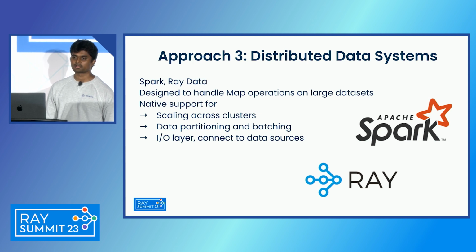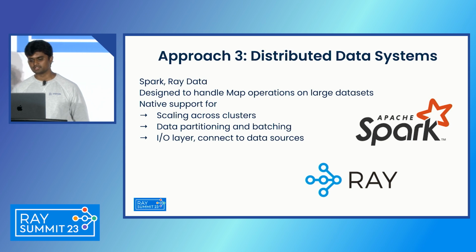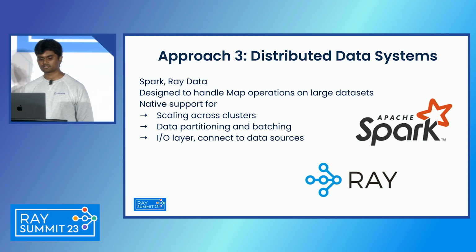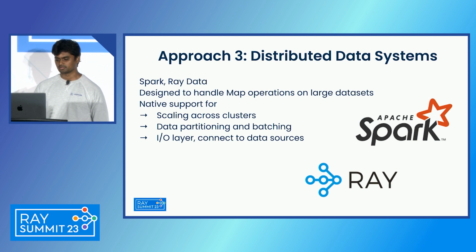The third category of solutions that we see is distributed data systems. These are things like Spark and Ray Data. These solutions are well designed and well built to process large datasets. Offline batch inference really is just a map operation. You have a pre-trained model and you just want to map that model over a bunch of data. This is where distributed data processing systems really shine. They can easily scale across your entire cluster. They have support for data partitioning and batching your data effectively. And they have a really good built-in I/O layer, so you can connect different data sources and load data very quickly.